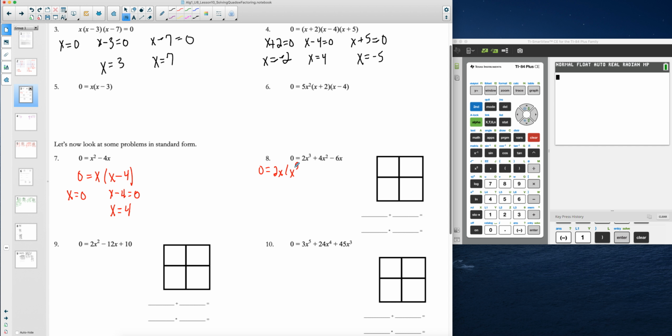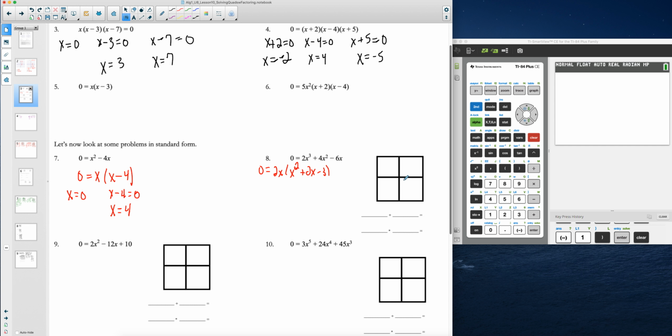If I take the 2x out of that one, squared, there we go. And then if I take a 2x out of this, I'm left with plus 2x. And then if I take the 2x out of this, I'm left with minus 3. And so now what I see is, oh, now I still have this guy. It still needs to be factored.